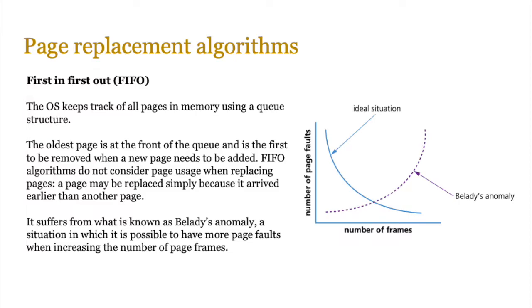Because if the first page was the most used page, and then the CPU wants access to that page, but you don't have that loaded in RAM, it's going to generate a page fault. Now, the ideal situation is that as the number of frames increases, you want to reduce the number of faults. However, Belady's anomaly occurs when you're increasing the number of frames, but the number of page faults keeps on increasing as well. And we want to avoid that type of situation.